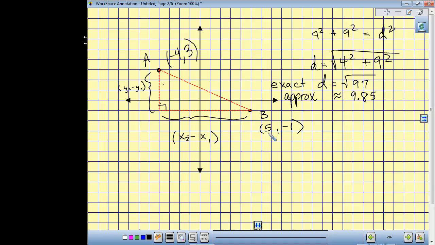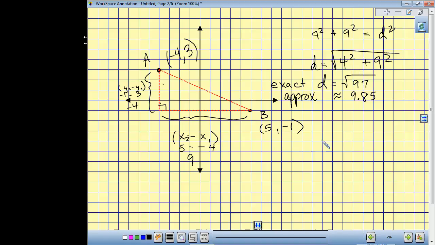Let's see if it worked. If I do x2, 5, minus x1, negative 4, I get 9. Now let's do it here. If I do y2, which is negative 1, minus 3, I don't get 4. I get negative 4. But what do I do with that negative 4? Square it, and what happens? It becomes the same thing.